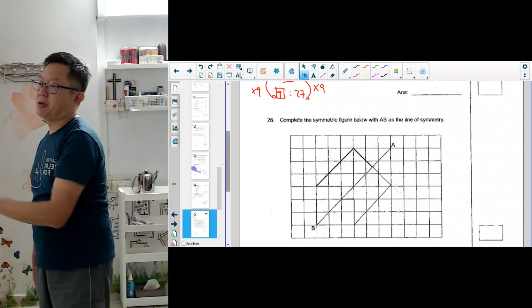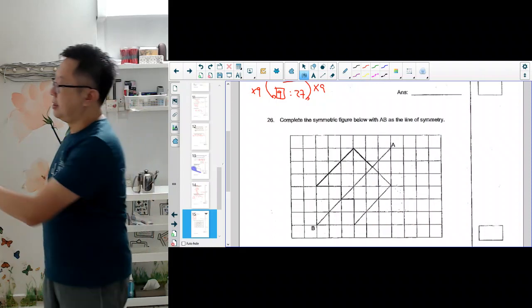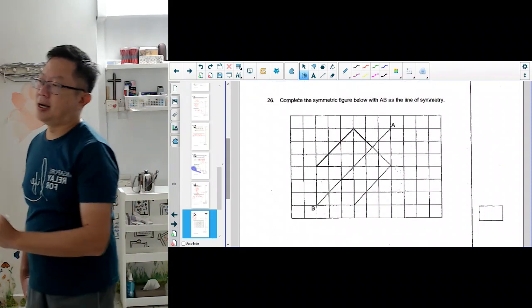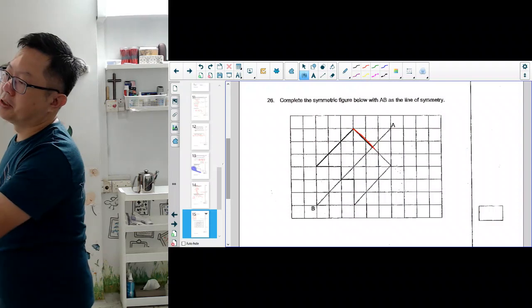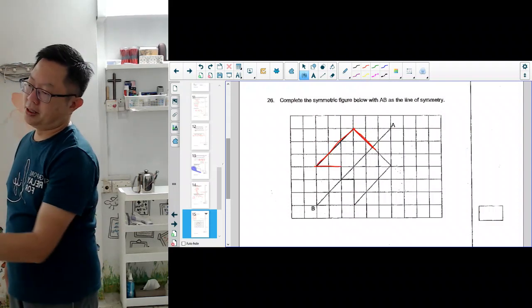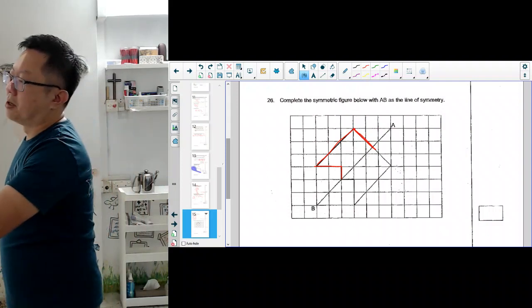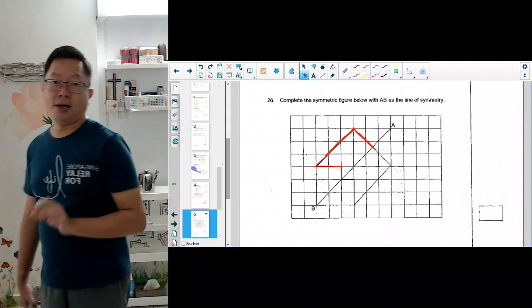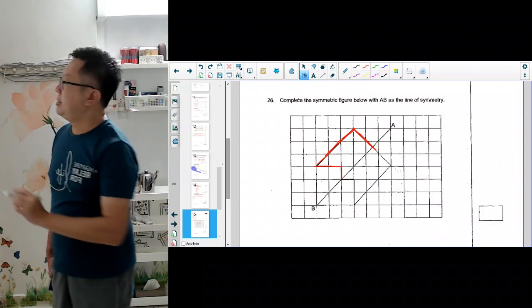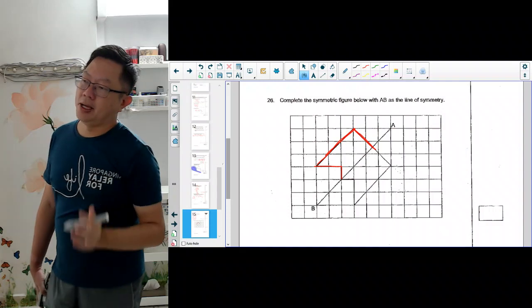Complete the symmetric figure. Okay, I think the student has drawn the answer already, but let me just show you the original drawing. So this is your original, okay? So how do you draw the other side? Now you can see that the drawing is inside square boxes. There are square boxes there, which means that there is a reason for using the squares. So how do you draw the other side?